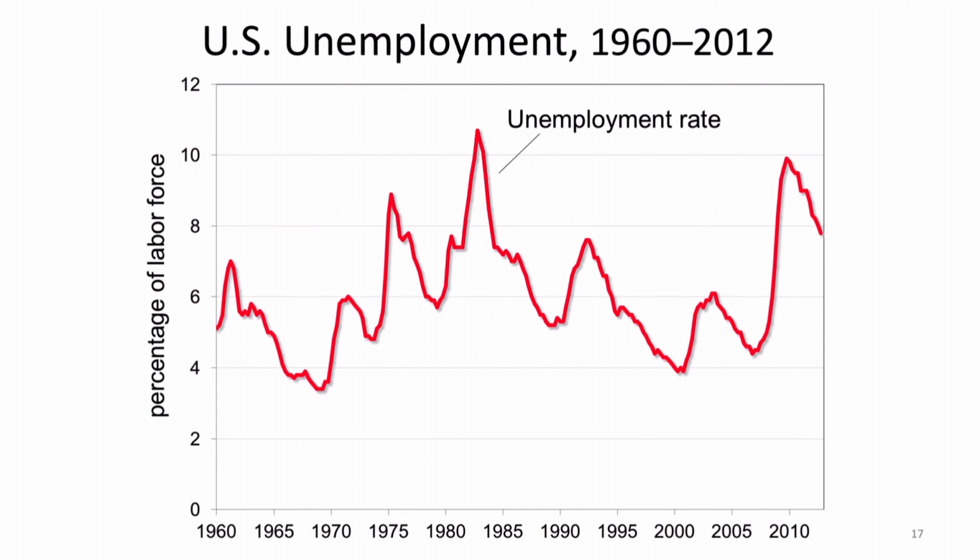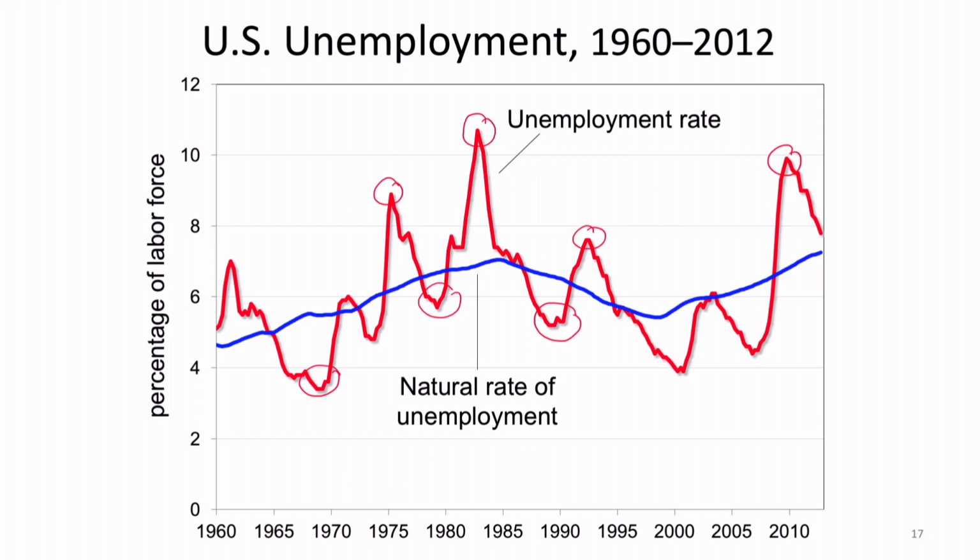Here you can see the unemployment rate as it's reported by the Bureau of Labor Statistics. You see that the unemployment rate spikes when we have recessionary periods, and it dips down and it falls when we have recoveries. Now, if we overlap this with the natural rate of unemployment that's estimated by economists, we can see that cyclical unemployment fluctuates around the natural rate.